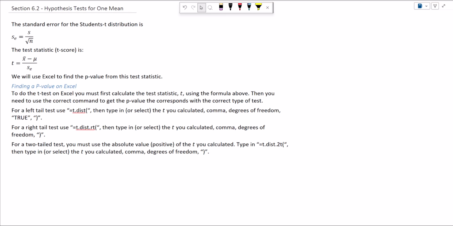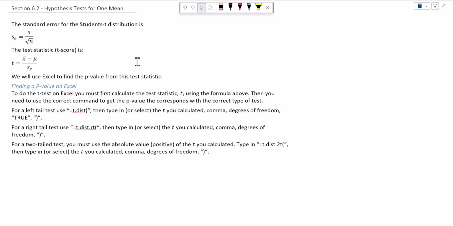All right, welcome to section 6.2, and we're talking about hypothesis testing or hypothesis tests for one mean. And I said in module 5, we're going to kind of learn a process and then we're just going to run it over and over and over again. So I've kind of stripped down the steps here because we really are going to use the same steps.